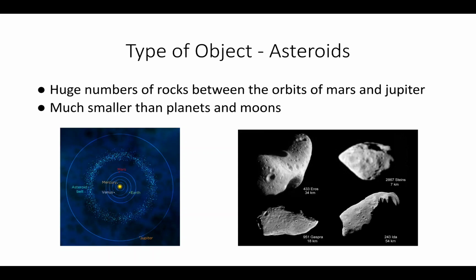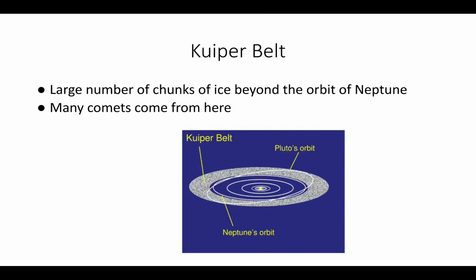Comets, on the other hand, different kettle of fish. But anyway, let's move on. So we've got the Kuiper Belt. You might have heard of this one, you might not. A large number of chunks of ice beyond the orbit of Neptune, and many comets come from here. Comets are the ones that can ruin your day. So there's a little image showing you the Kuiper Belt, just outside Neptune's orbit.